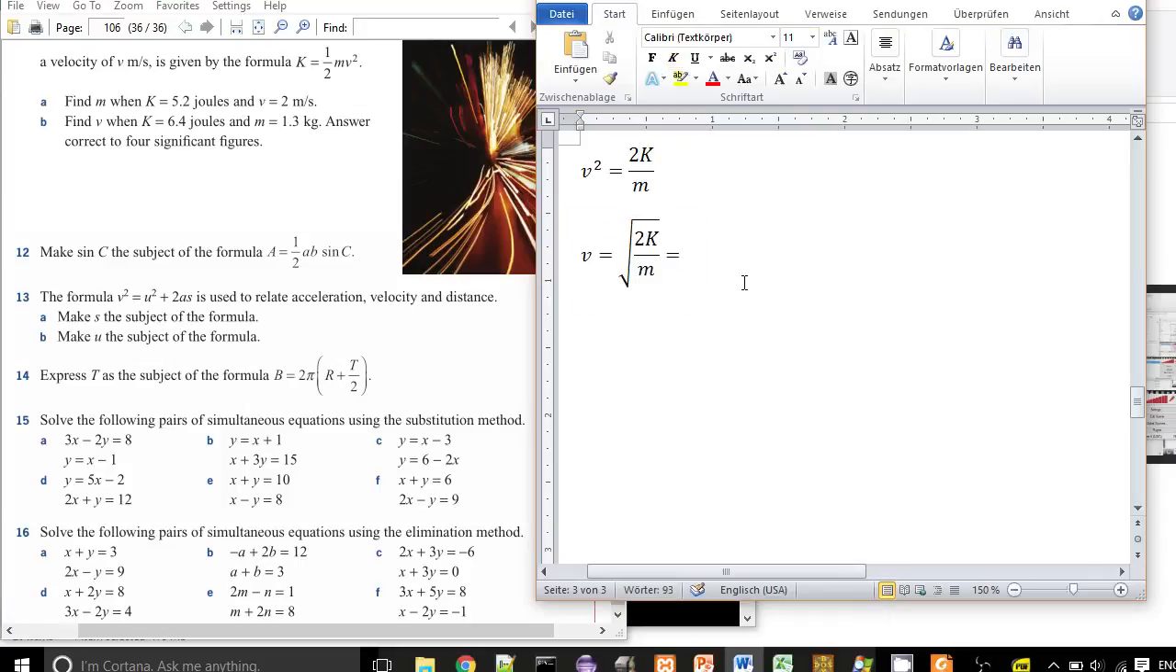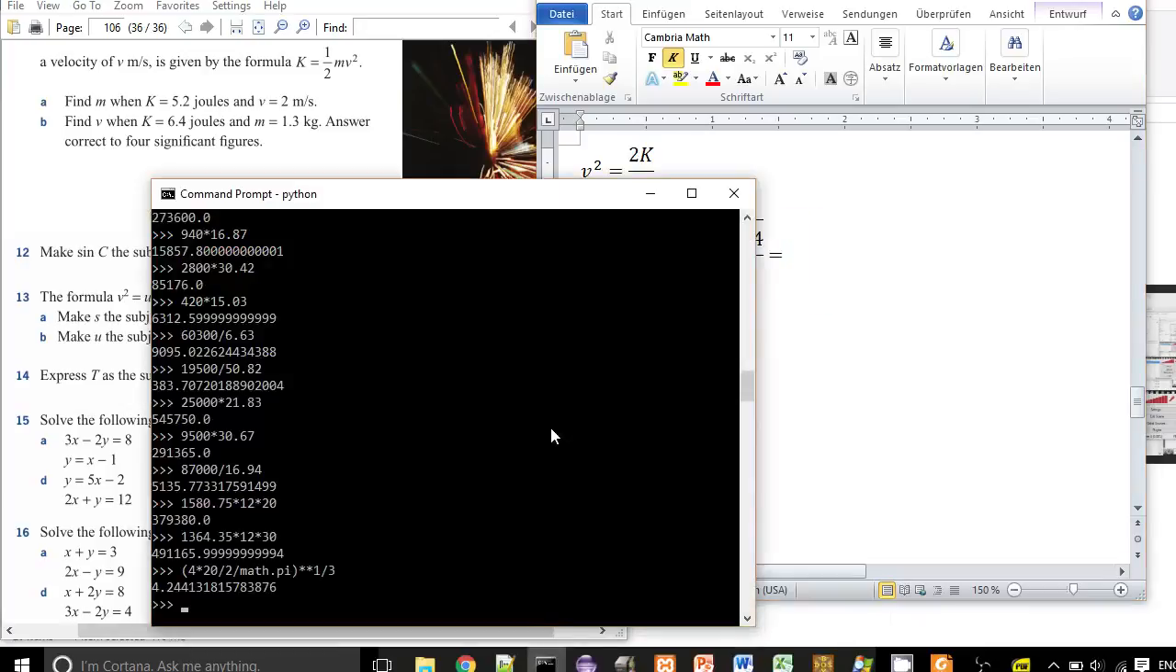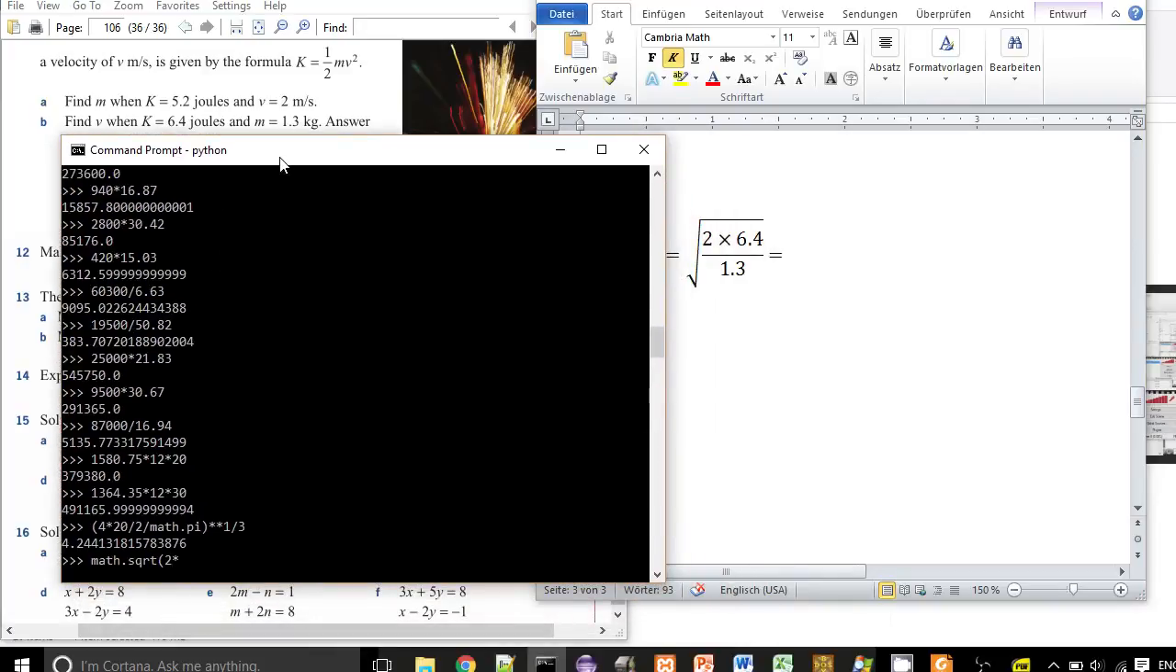So we're going to do the square root of, okay, so hang on, 2 times 6.4. I don't know if it's going to work. I've got to type it. Okay, 2 times 6.4 over 1.3. Cool. Whatever that equals. So let's see what I get. The square root of 2 times 6.4 over 1.3.